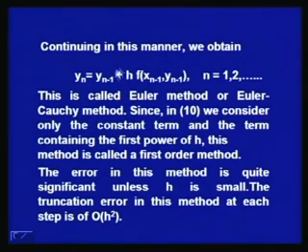Continuing in this manner, we then obtain y_n equal to y_{n-1} plus h f(x_{n-1}, y_{n-1}), where n is equal to 1, 2, 3 and so on. This is called the Euler method or Euler-Cauchy method.